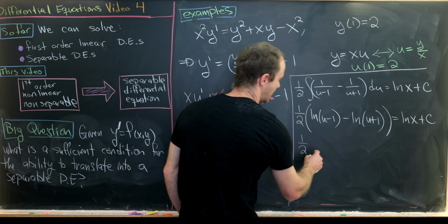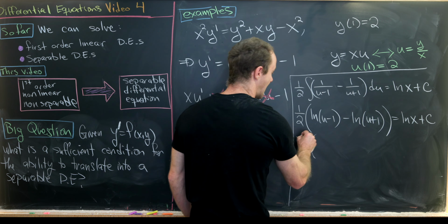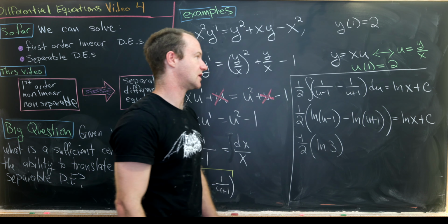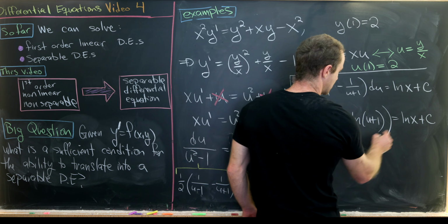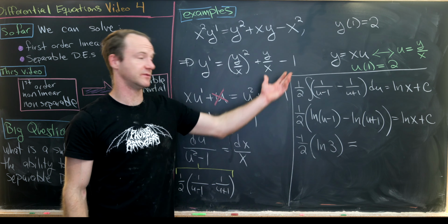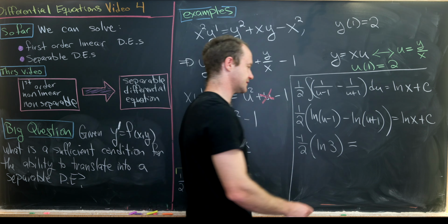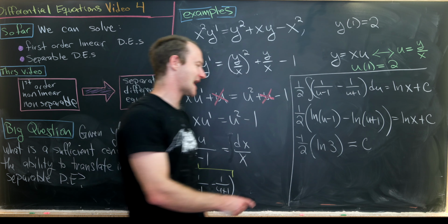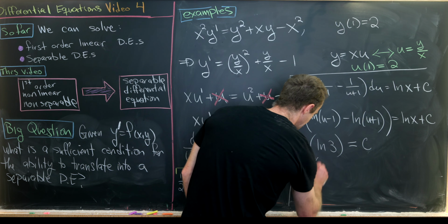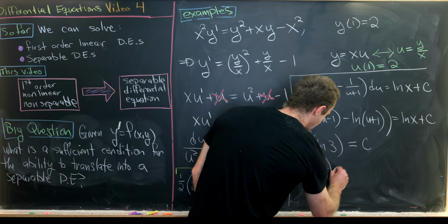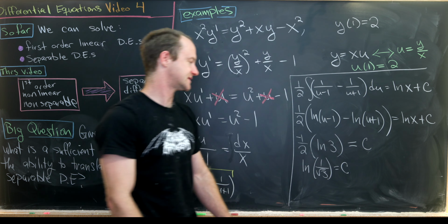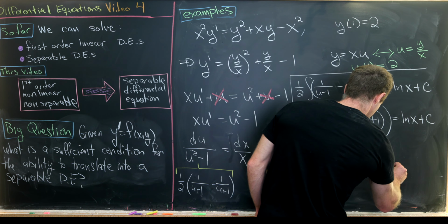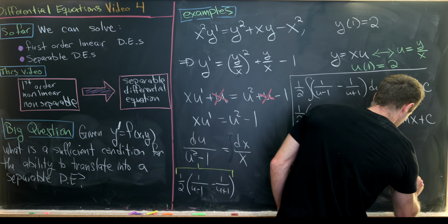The natural log of 1 is 0, and so we'll have minus the natural log of 3. So we've got 1/2 times the natural log of 3. And then this equals the natural log of, well, that's going to be x equals 1, so the natural log of 1 is 0. So this equals our constant c. But now we can bring this -1/2 inside of the natural log, giving us the natural log of 1 over the square root of 3 equals our constant c, which means that e to the c will in fact be 1 over the square root of 3.